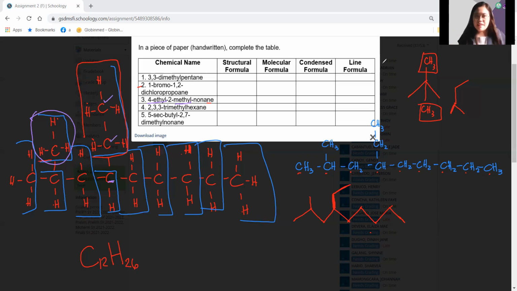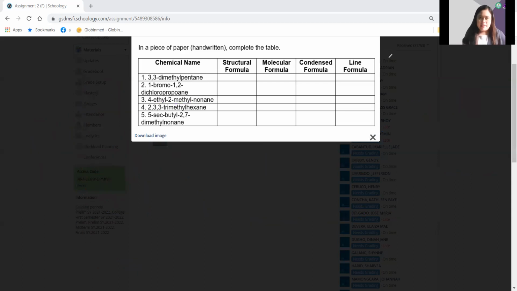Wala na. Sige, so let's move on to number 4. Number 4 tayo. So let's start. That is 2,3,3-trimethylhexane. So hexane, let's start with the parent chain. Hexane means 6. So we will have 6 carbons. 1, 2, 3, 4, 5, 6. Kulang isa. And then, after doing the parent chain, let's have the substituents.